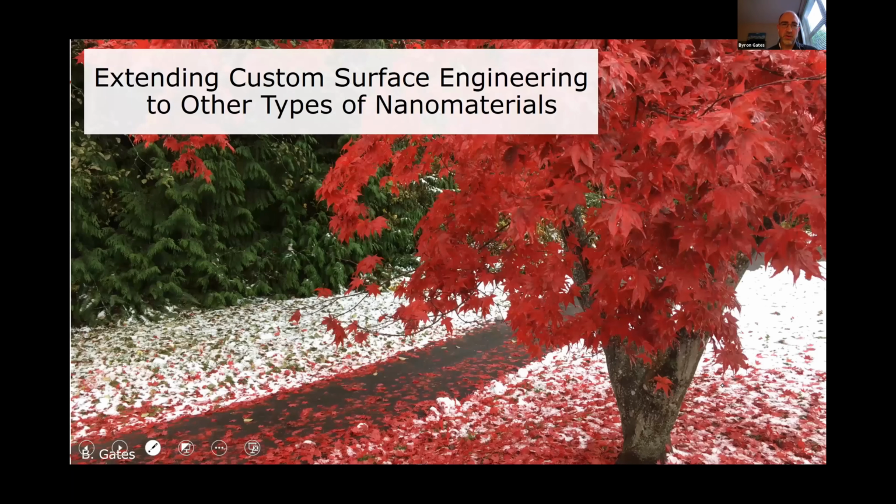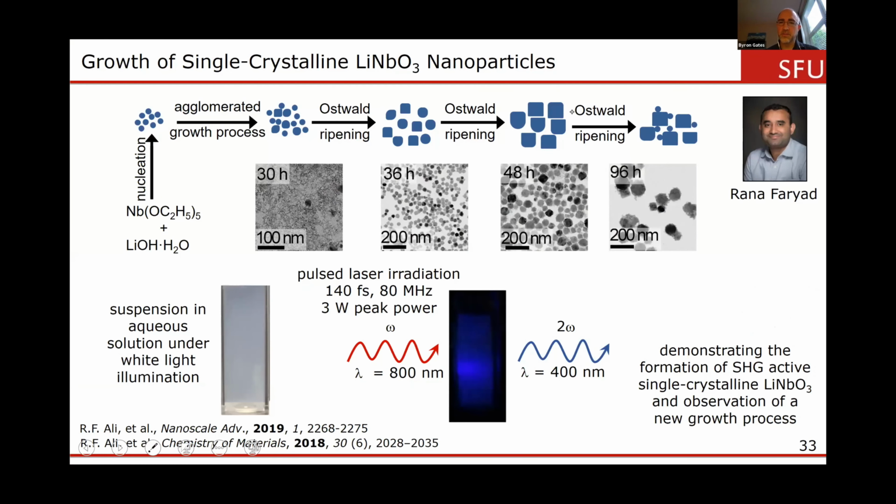But that's not at all of interest. I wanted to show where we can go with the diversity of the chemistry. And so I want to extend this to a different type of nanomaterial. In particular, I wanted to look at lithium niobate. We're interested in the formation of single crystalline lithium niobate and the modification of the surfaces therein. We've developed a few different synthetic routes where we can tune the size. This is one through an Ostwald ripening process.